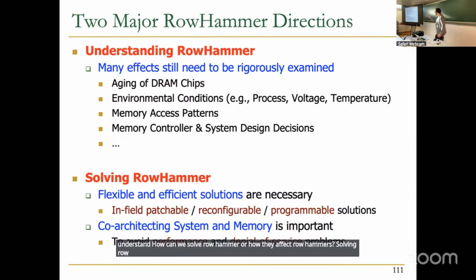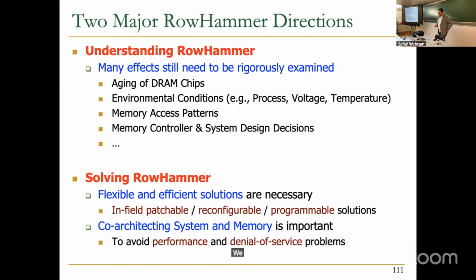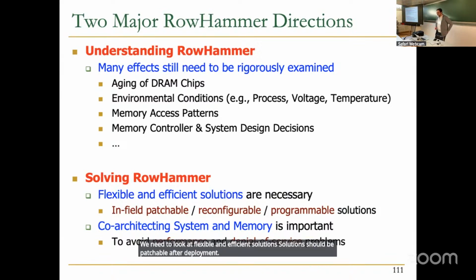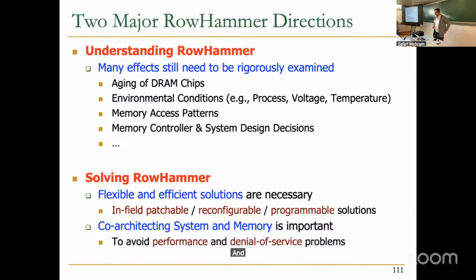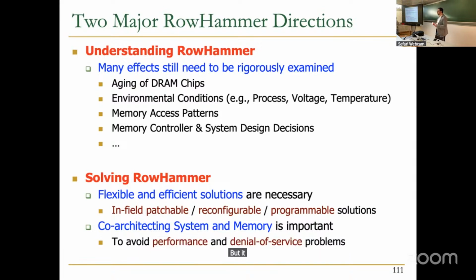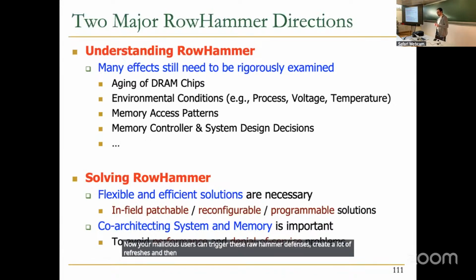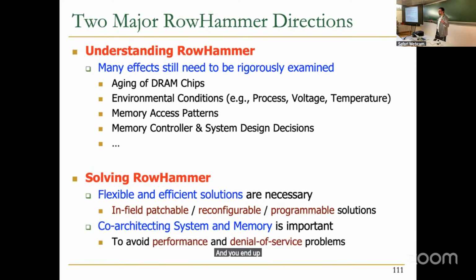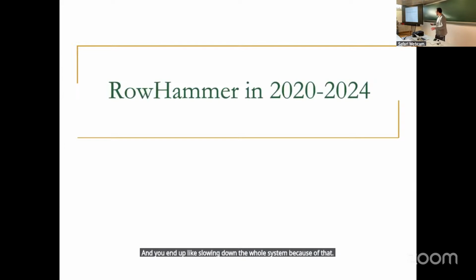On the solving RowHammer side, we need to look at flexible and efficient solutions. Solutions should be patchable after deployment, and hardware-software co-design is quite important in this sense as well. So today I will show in the next hour that you can fairly easily avoid RowHammer bit flips, but it comes with vulnerability to denial of service attacks. Your malicious users can trigger these RowHammer defenses, create a lot of refreshes, and then hog the memory bandwidth, and you end up slowing down the whole system because of that. So these are the things that we need to look at going forward.